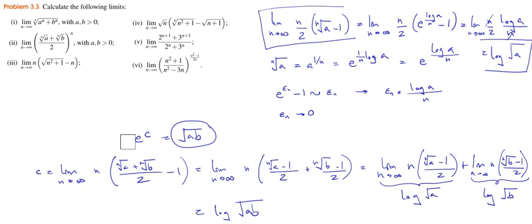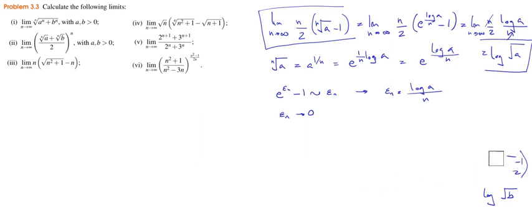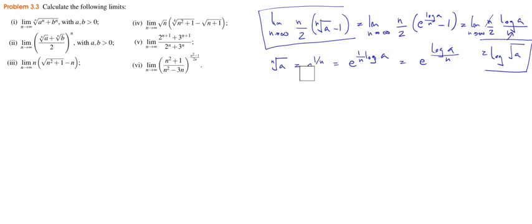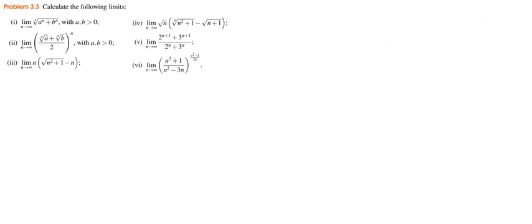Okay, let's go for 3. Let's do 3. 3 is the limit when n goes to infinity of n times the square root of n squared plus 1 minus n. Okay? So here is infinity, and then this thing minus this is infinity minus infinity actually, so we don't know. Okay, this is an indetermination.